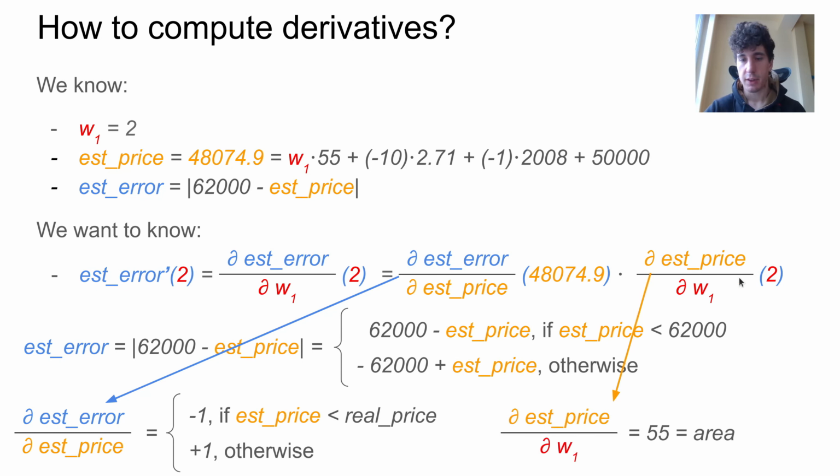And the second derivative, this one is easier. The estimated price, if we compute the derivative with respect to W1, is just 55, which is the area, because everything else is a constant.